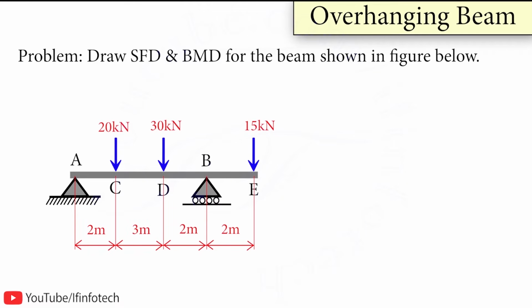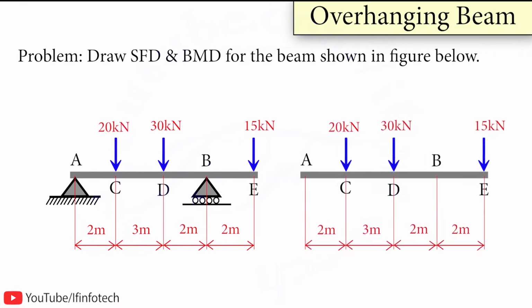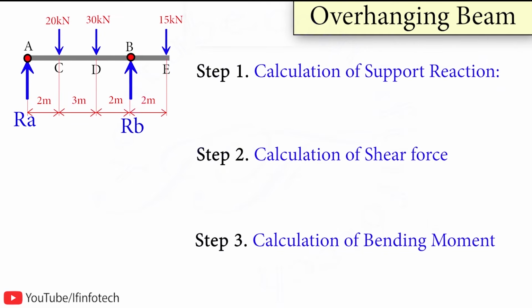Now the next problem is on overhanging beam. So here first I will draw free body diagram for beam section. Now this type of problem we are going to solve in 3 steps.